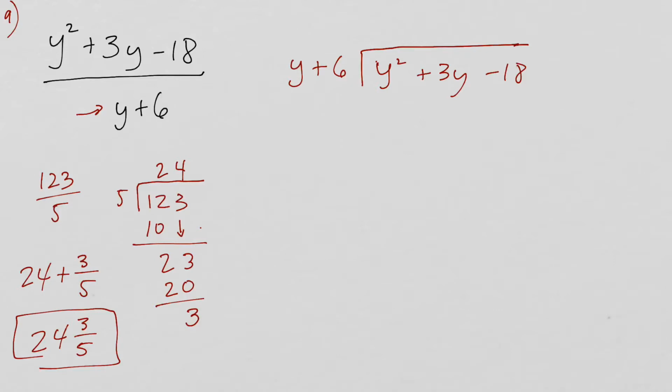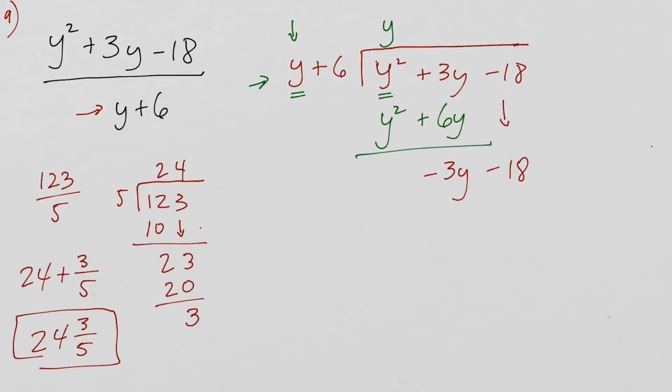In order to determine how many times this goes into that, you only need to look at the first term and ask yourself what you'd have to multiply this by to get to that, and the answer is y. Once you choose that, you just start multiplying. y times y is y squared, and you distribute, so y times a positive 6 is a positive 6y. And then I subtract. Now, 3y minus 6y is a negative 3y. And then, now that I've subtracted, I drop my next item down.